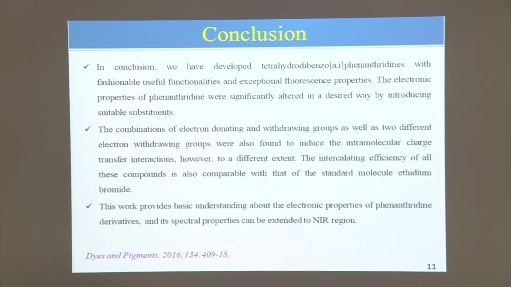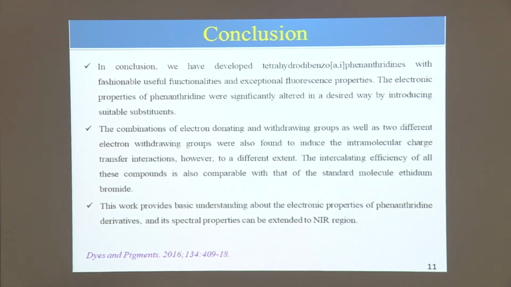So now the conclusion. We have developed tetrahydrodibenzophenanthridines with fashionable useful functionality and exceptional fluorescence properties. That is the major advantage of this, we can tune the fluorescence property by changing the substitution. That is, we can change the substitution either in the phenyl ring or in the other position. In both the cases the fluorescence properties are shifted and we are getting the red shift, and electronic properties of phenanthridine were significantly altered in a desired way by introducing suitable substituents.